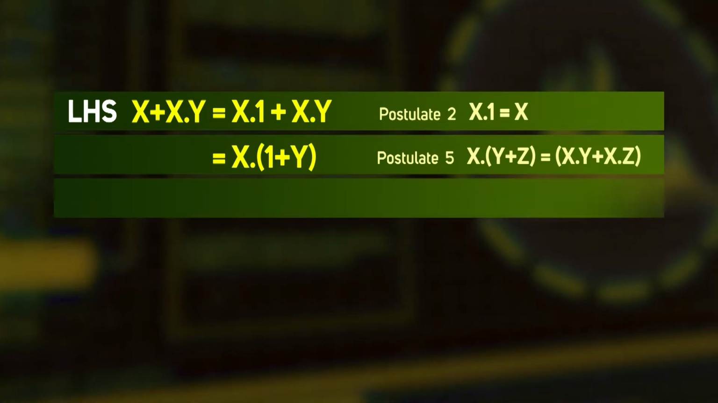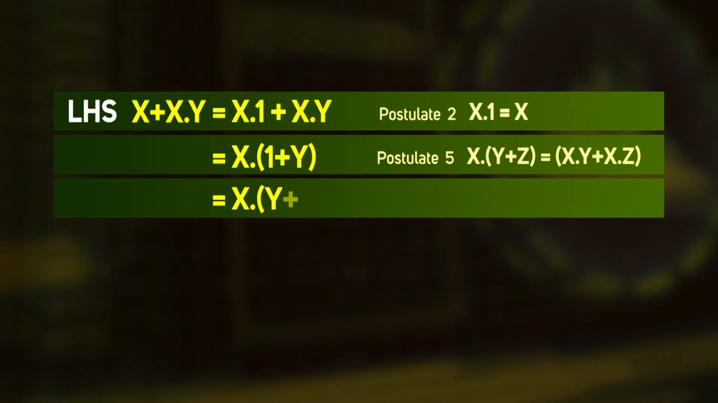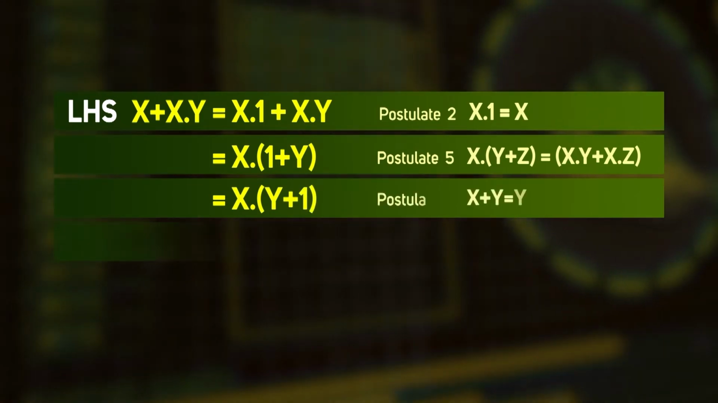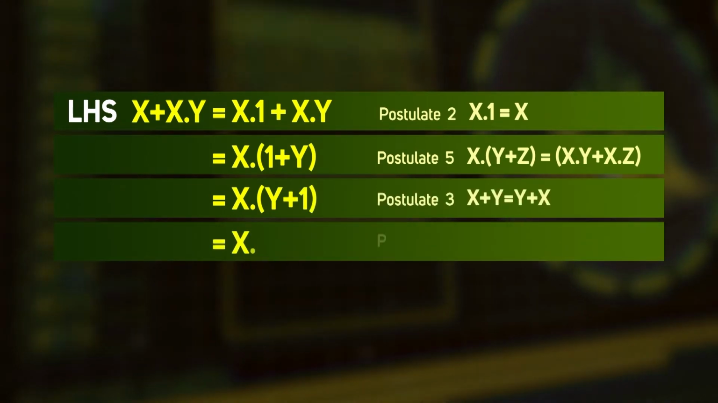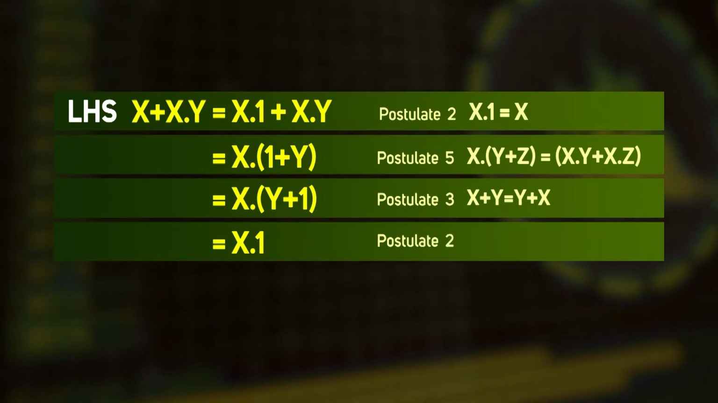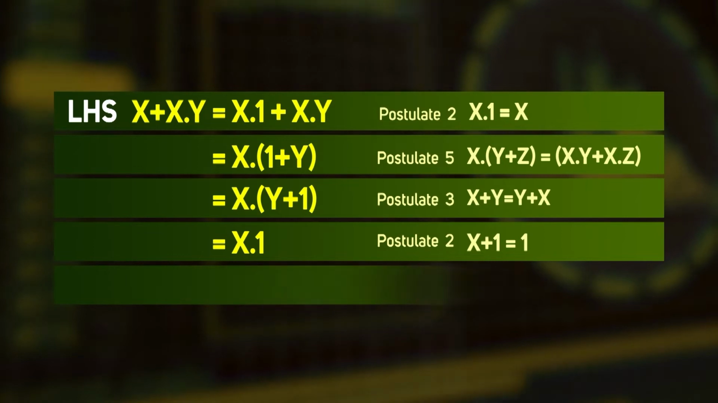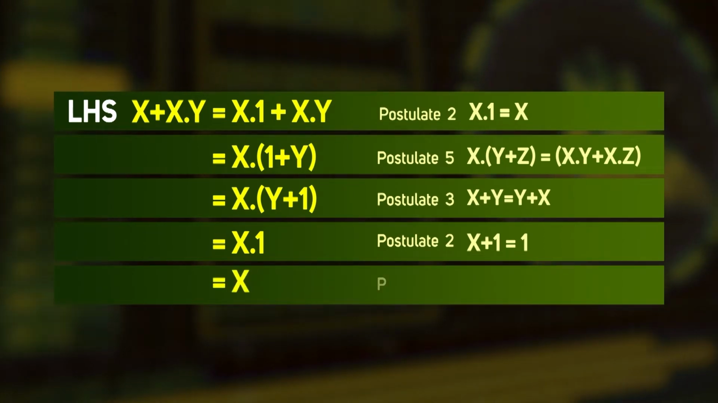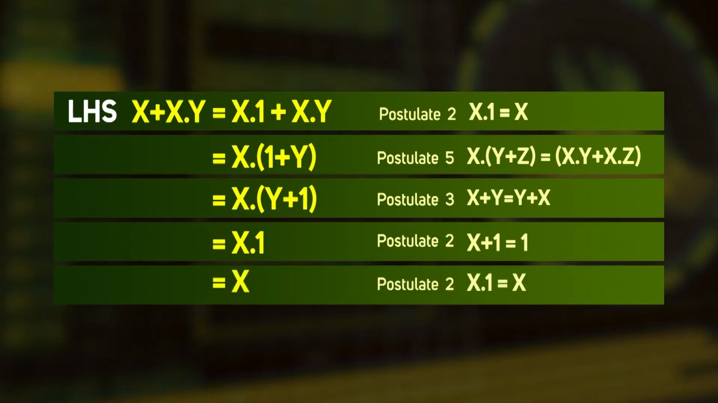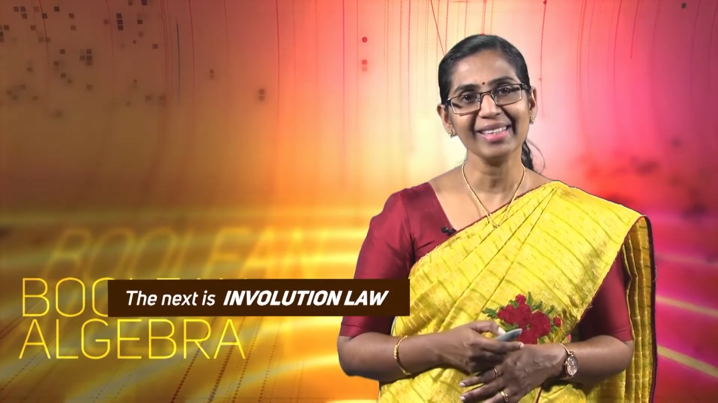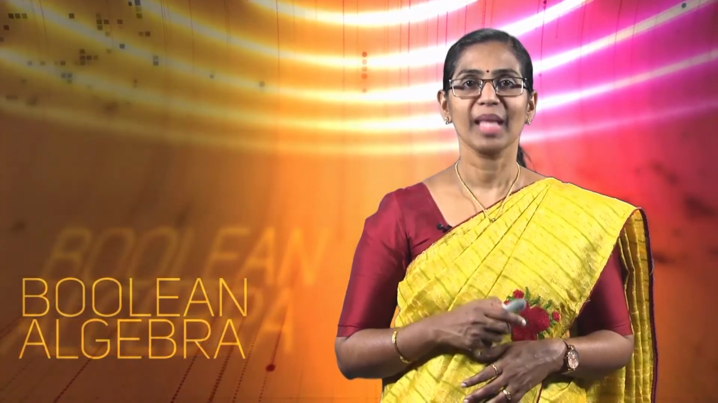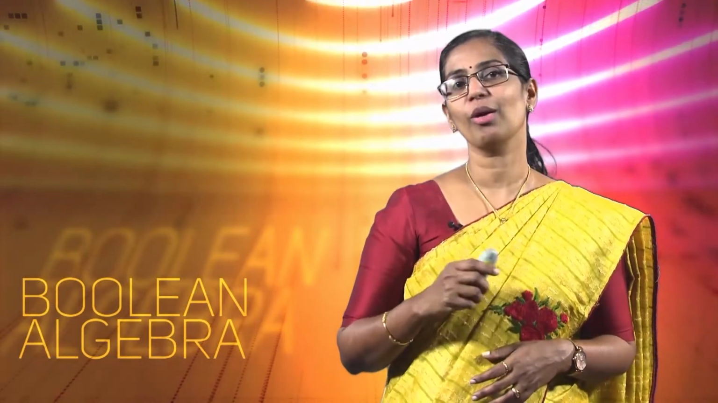So, the expression is x dot (y plus 1). Now, we can write this expression as x dot 1 by theorem 2, which says x plus 1 equal to 1. And this expression is evaluated as x by postulate 2, that says x dot 1 equal to x. The next is the involution law, which states that x double complement is equal to x. That means the complement of a complement returns its original value.